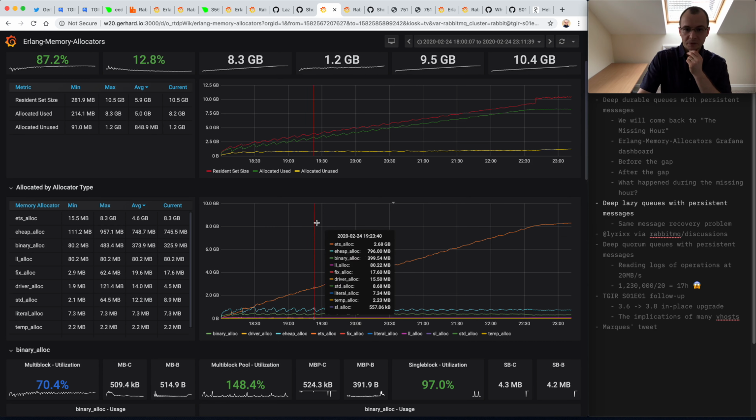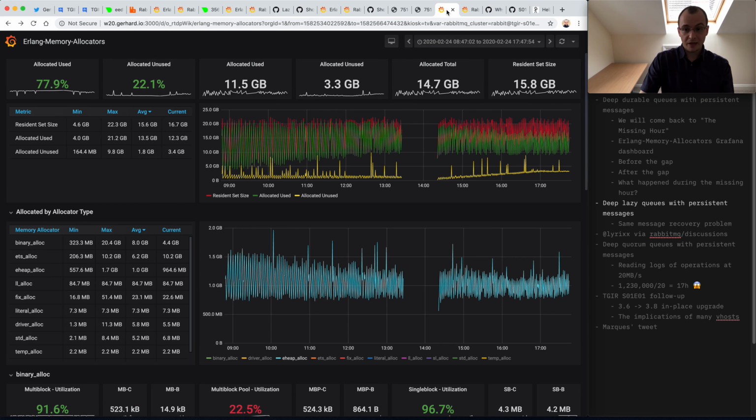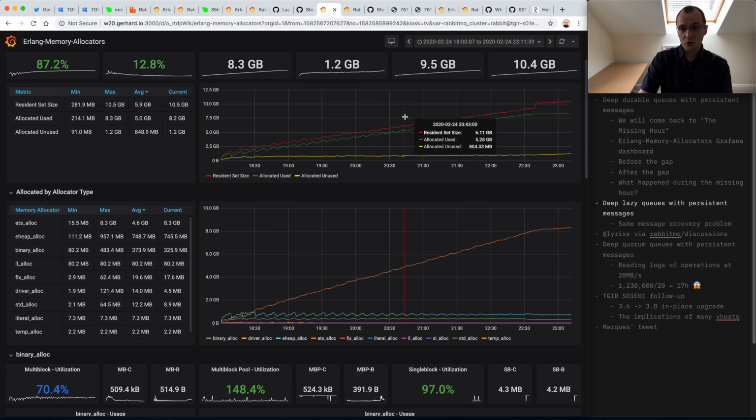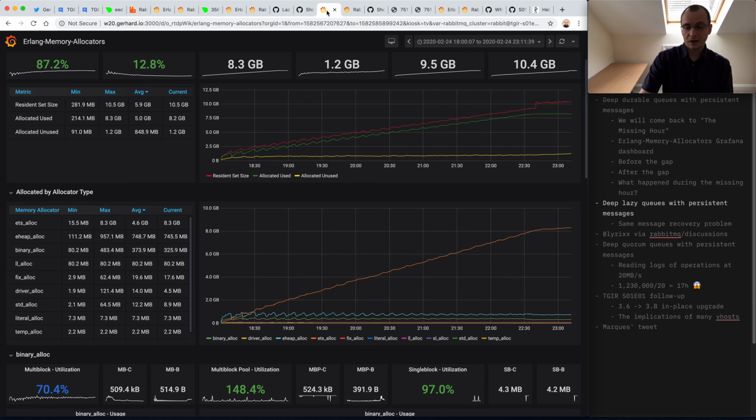And from the perspective of memory usage, this is definitely the more memory-friendly queue type in this case, especially since messages are going to disk anyways. So if I had to choose between this and this, I would definitely choose this. The total memory is lower, so you can see that the spikes here are 20 gigs. And also the memory profile is much nicer.